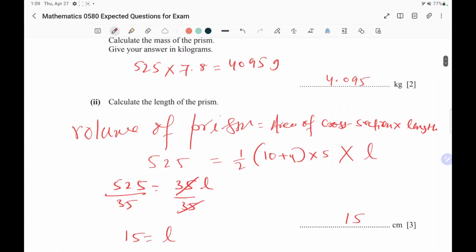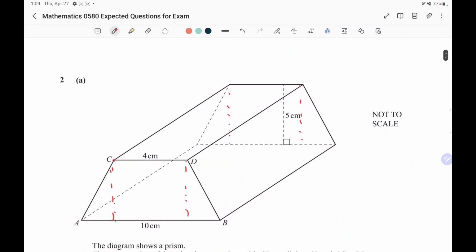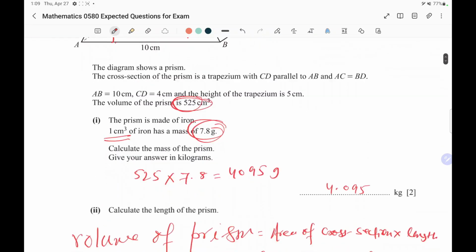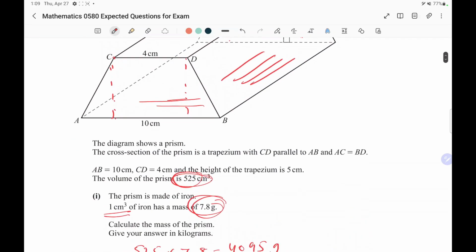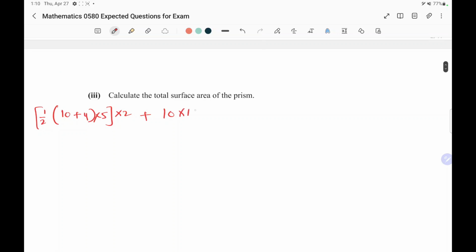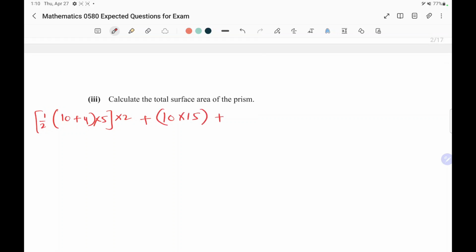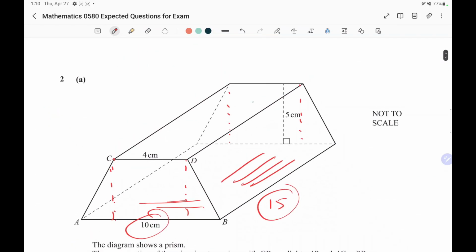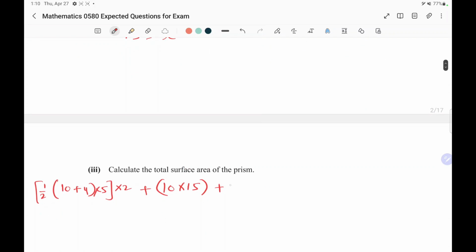because we have 2 trapeziums. Now plus we can take area of bottom first, so this one, this is 10, and length we already found, that's 15, right? So 10 times 15, plus area of top, so this is 4 and this is 15, so 4 times 15.